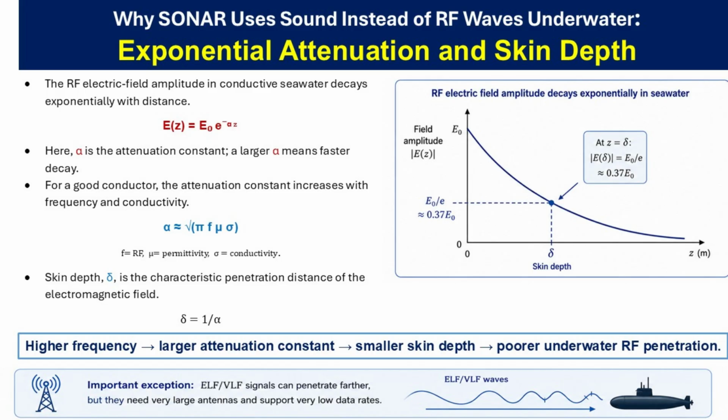Another important quantity is skin depth. Skin depth represents the characteristic distance over which the electromagnetic field penetrates into the conducting medium. Skin depth is inversely related to the attenuation constant. Therefore, when frequency increases, attenuation increases, skin depth becomes smaller, and RF penetration becomes poorer. This explains why high-frequency radar and microwave signals cannot travel very far through seawater.